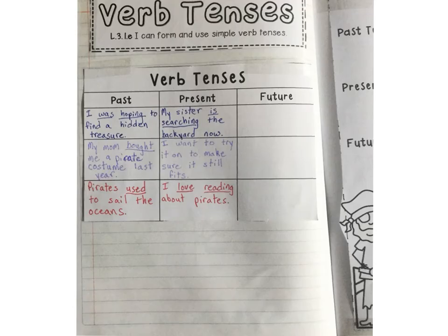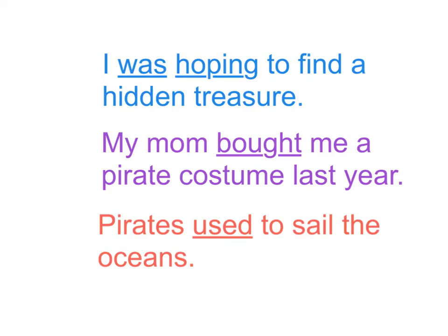Now we are ready to move on to the past tenses. All right, the 3 sentences to write down are, I was hoping to find hidden treasure. My mom bought me a pirate costume last year. Pirates used to sail the oceans. Once again, the verbs are underlined. Pause the video here so you have time to write these 3 sentences.